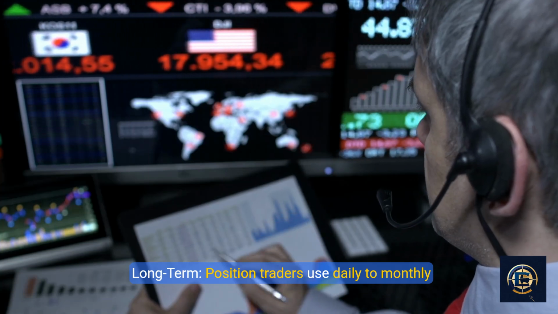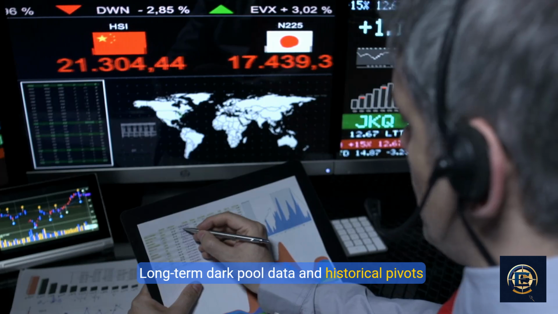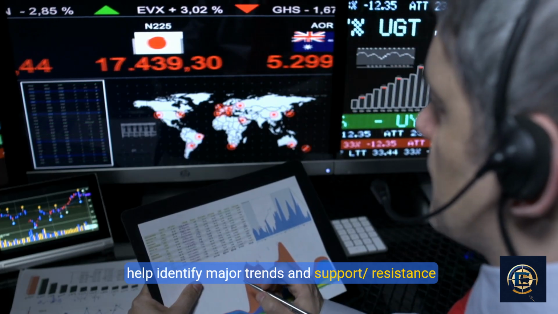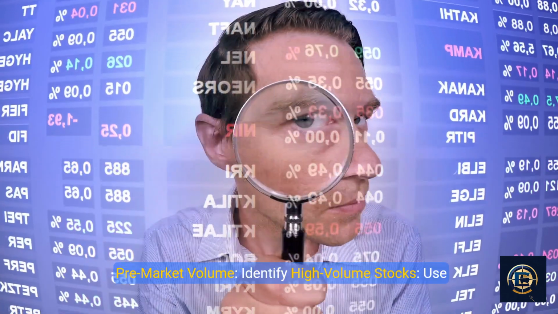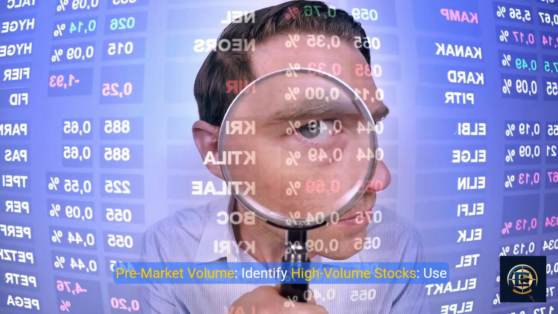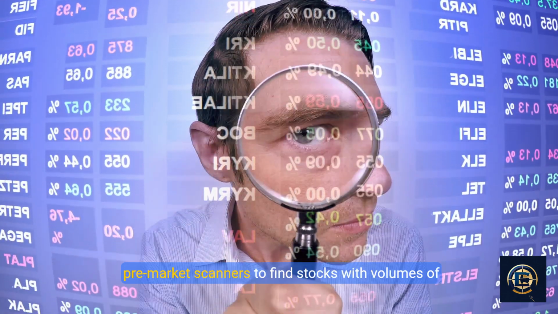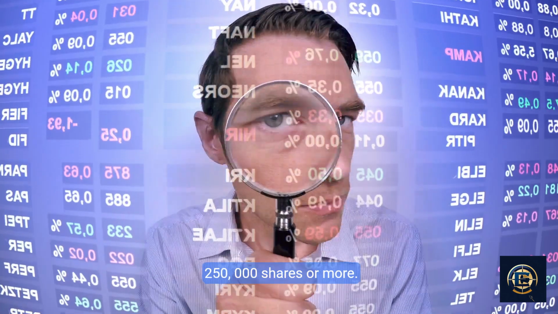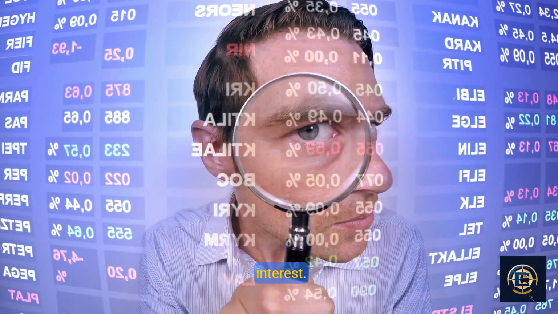Long term. Position traders use daily to monthly charts. Long-term dark pool data and historical pivots help identify major trends and support resistance levels. 2. Pre-market volume. Identify high-volume stocks. Use pre-market scanners to find stocks with volumes of 250,000 shares or more. High pre-market volume indicates significant interest.